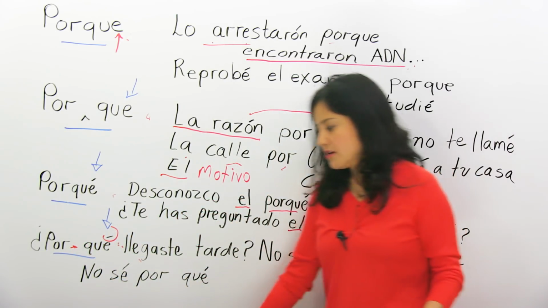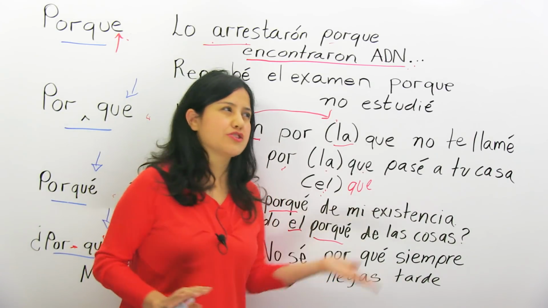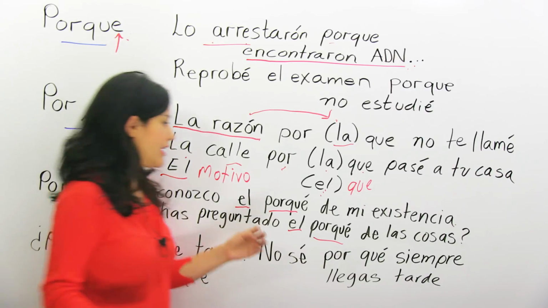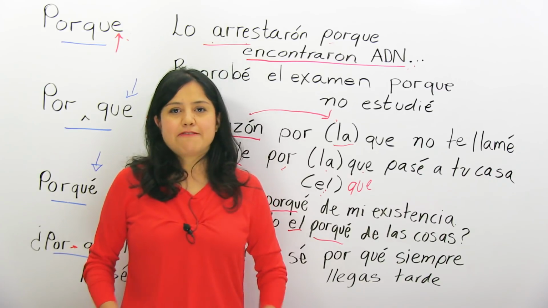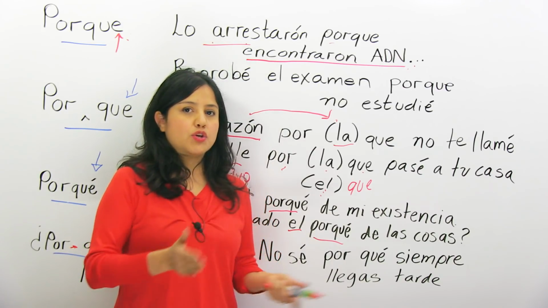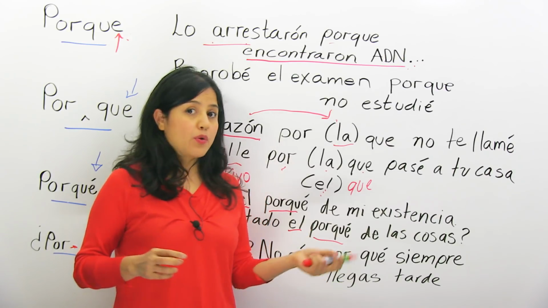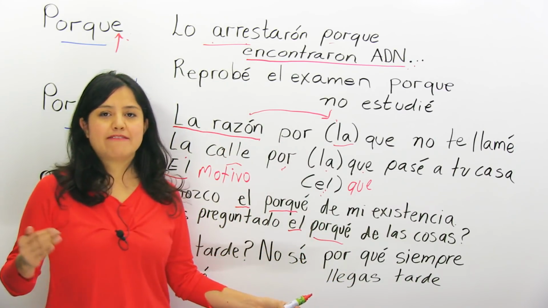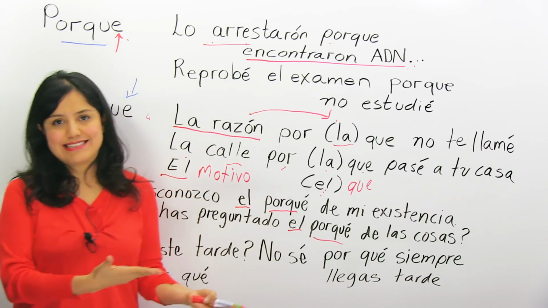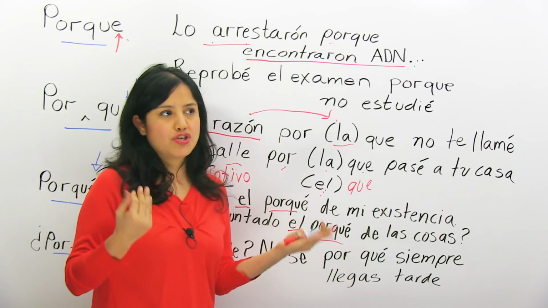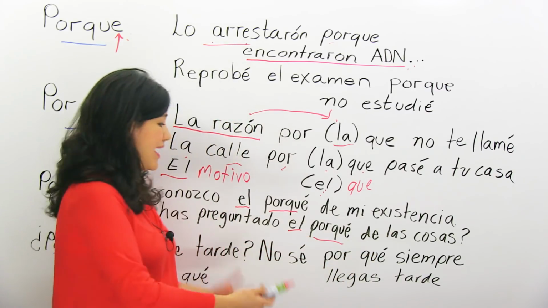Now, when it becomes tricky, and I think it's in English too, this happens, but especially when you're learning English, right? You tend to take it the Spanish way. So you can say, for example, why did you arrive late? But you can say, I don't know why you always arrive late. You're not really asking. You're giving a fact, a complete sentence. You're not asking the person why. You're really saying why, but in a different way, as a fact.